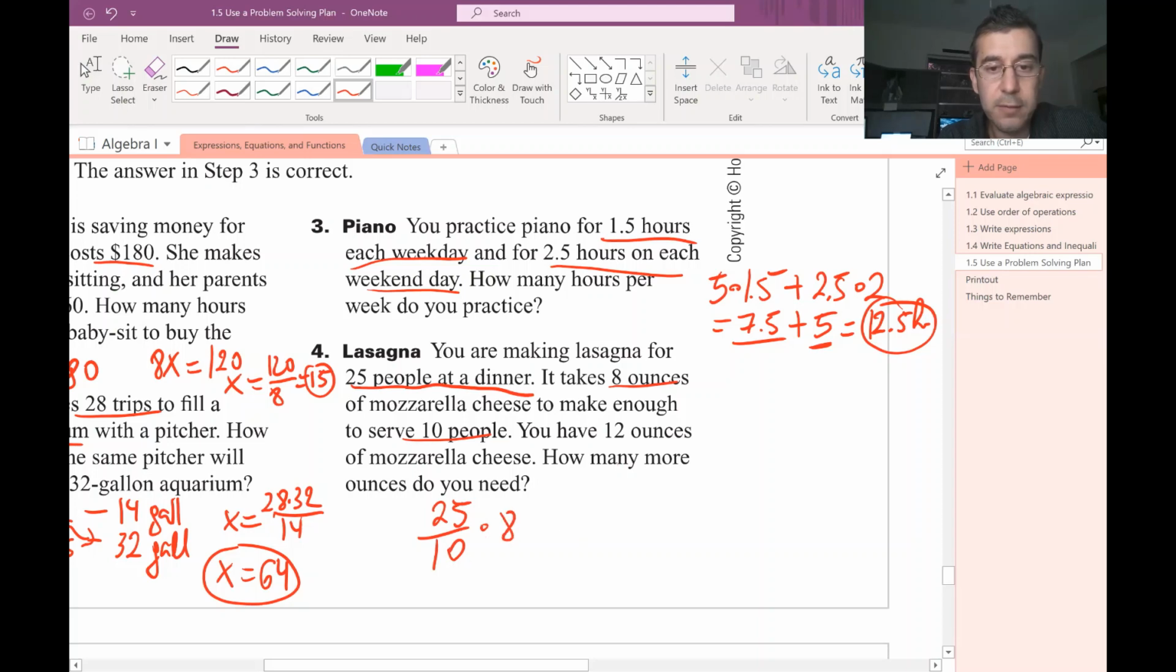And then you have 12 already, so minus 12, whatever that amount is, that's how many ounces you're gonna need. So 25 times 8 is 200 over 10 is 20 minus 12 is 8. So 8 ounces is the answer, is what you need. Okay.